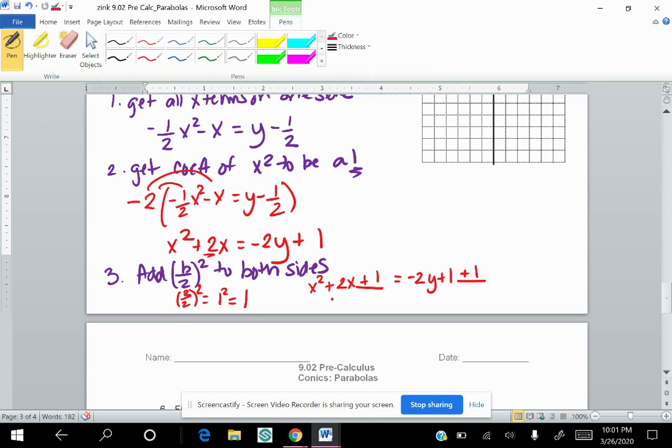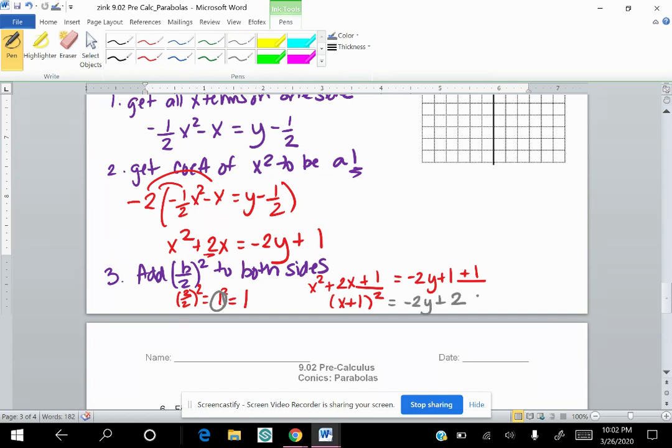Now I want to take the left-hand side, write it as a perfect squared binomial. So what multiplies to 1 and adds to 2? That's going to be x plus 1 quantity squared, or remember it's whatever it was before you squared it, so plus 1. -2y, combine my like terms, plus 2.